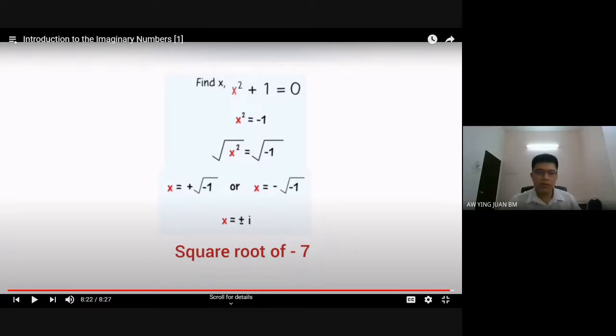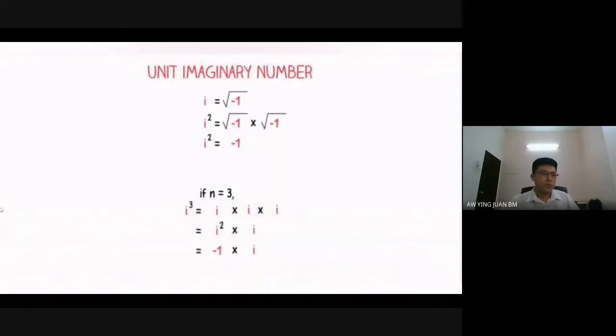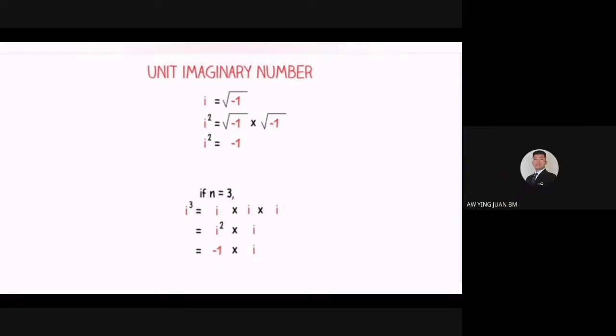So continue. Now, this is the second part of the lesson, which is the introduction to complex numbers. Previously, we have mentioned the unit imaginary number i. It is the square root of negative 1. If we square it, we will get the square root of negative 1 times the square root of negative 1, which equals negative 1. The square of the unit imaginary number is negative 1. Well, let us now try to work out more powers of i. What will be i cubed?